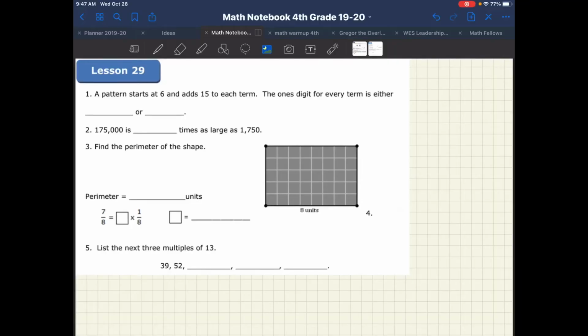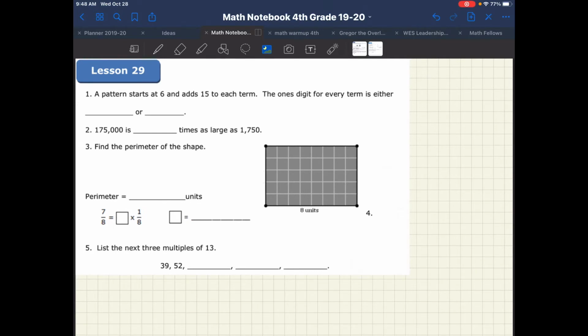Hi, here's lesson 29 for your daily math entry activity. As usual, make sure you've tried all these first, and you should be writing everything on your paper that I write, not just the answers. So number one, a pattern starts at 6 and adds 15 to each term.